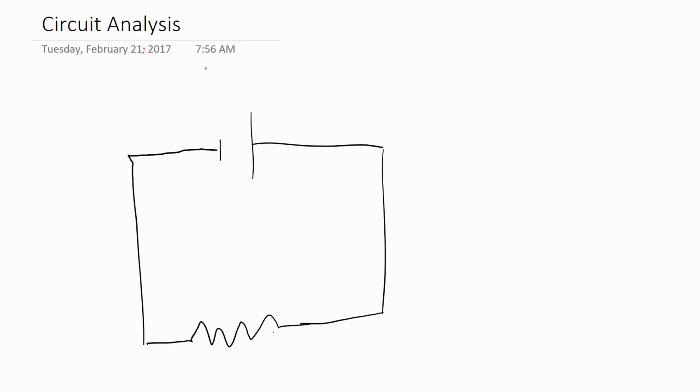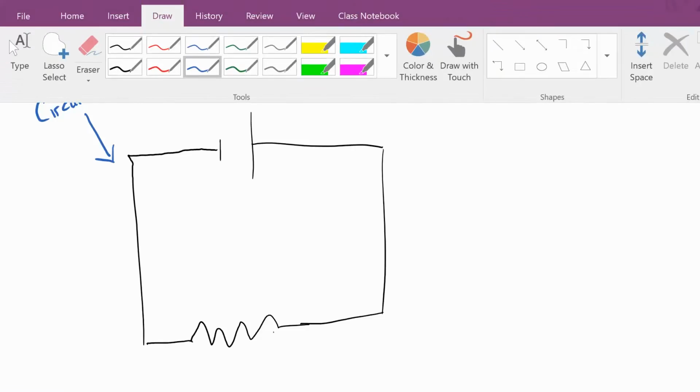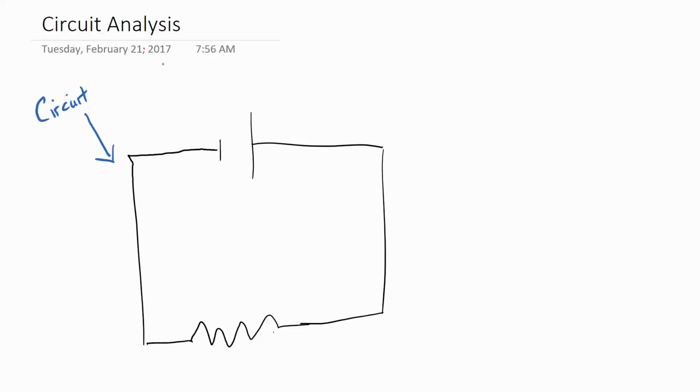Anyway, this is a circuit. You can tell it's a circuit because it is a closed loop of stuff. And so now let's talk about what stuff is in here. We have a few pieces that are useful. We have a battery.